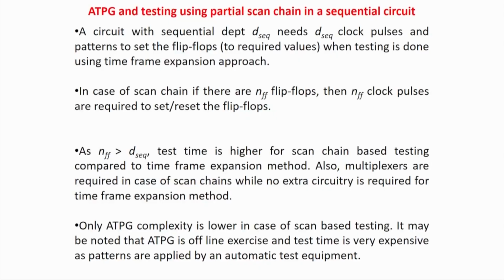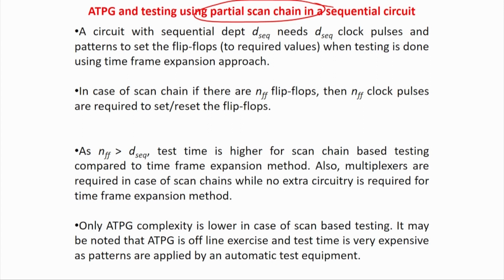So therefore there is a concept called partial scan chain. Partial scan chain says that difficult-to-test flops down the line will be scan enabled, while easier ones to be set and reset will not be scan enabled, and will be set using a time frame expansion method. That is the concept of partial scan chain, which is an optimization technique for scan.